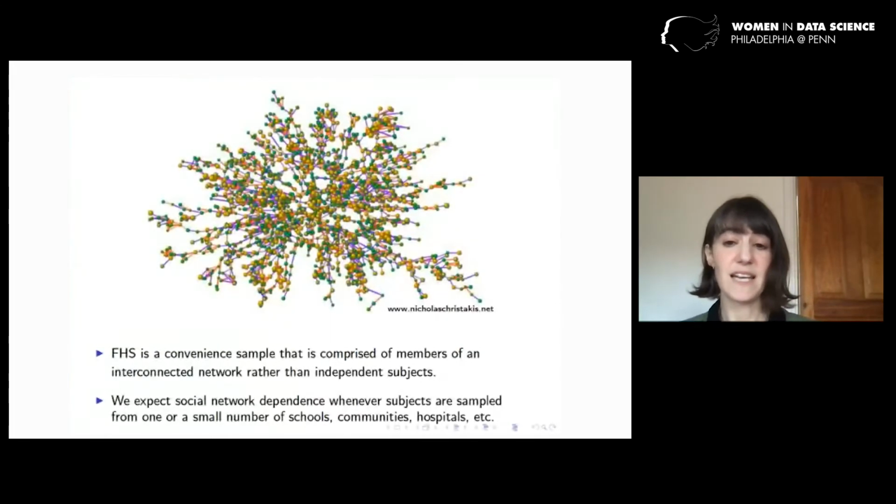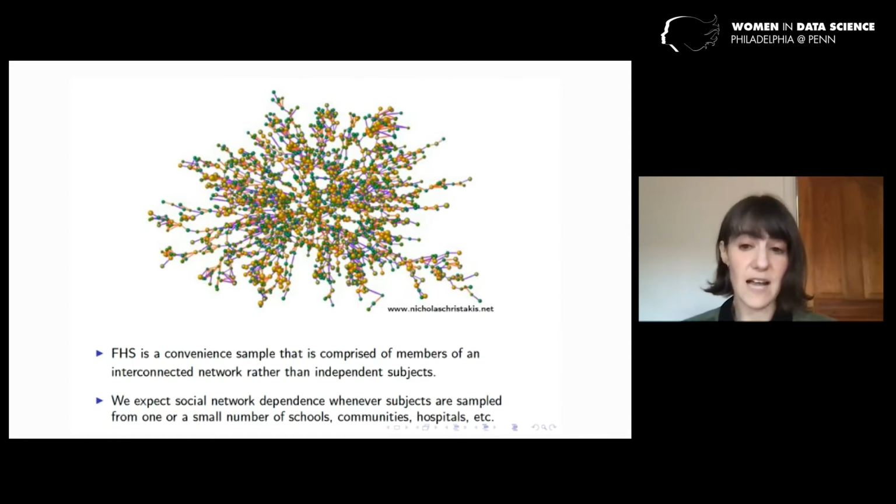This makes Framingham Heart Study a perfect, though probably not unique, example of a convenience sample that's comprised of members of an interconnected network rather than independent subjects. So Framingham Heart Study might be especially interconnected, but convenience samples that tap into social networks are actually very common in the health and social sciences.